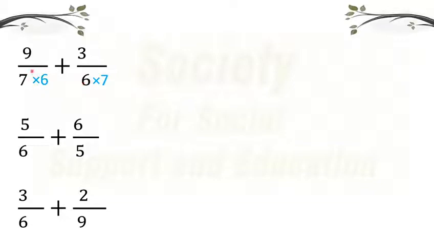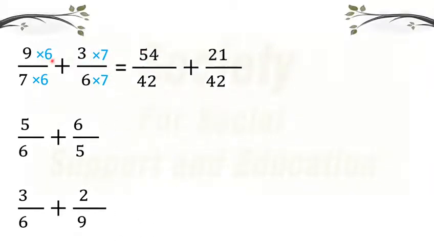If I multiply by 6 here, I have to multiply also up by 6. If I multiply down by 7, I have also to multiply up by 7. So 9 times 6 equal to 54, 7 times 6 equal to 42, 3 times 7 equal to 21, and 6 times 7 equal to 42. So here I obtain the same denominator. I can add 54 plus 21 equal to 75 over 42. Keep the same denominator.